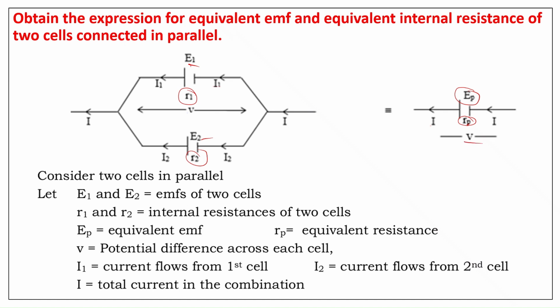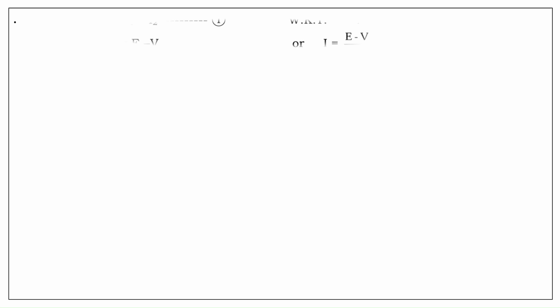V is equal to potential difference across each cell. I1 is equal to current flowing from first cell. I2 is equal to current flowing from second cell. I is equal to total current in the combination. In parallel, I is equal to I1 plus I2. Mark as equation 1. We know that V is equal to E minus IR.